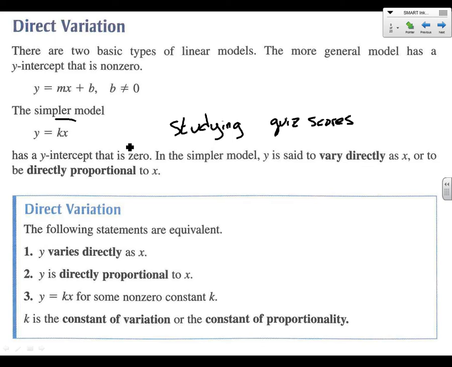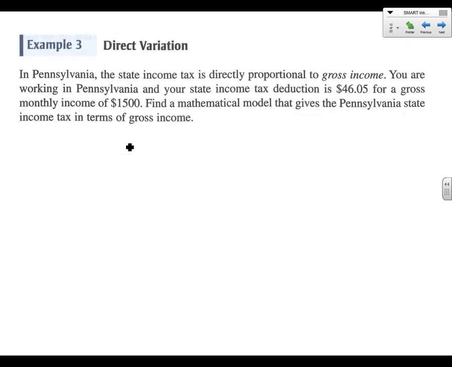The model we're going to use is y equals kx. A couple different ways to say it. Y varies directly as x. Y is directly proportional to x. And on this, k, oops, sorry, screen's off a little, is not 0. K can't be 0. So let's take a look.